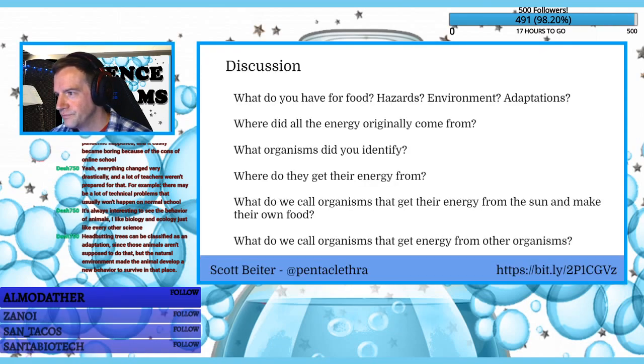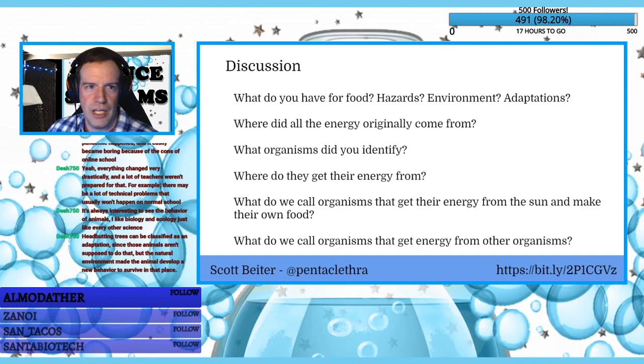Now, some things we can discuss at the end of this. Based on your Frayer model, what type of things did they have for food? What were the hazards? What was in the environment? What are the adaptations? And these are actually things you can do at the end of each day. I would do it in 3 segments. Don't try to do it all in one day.